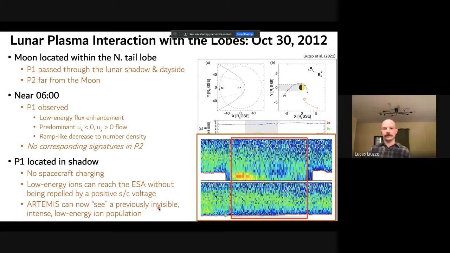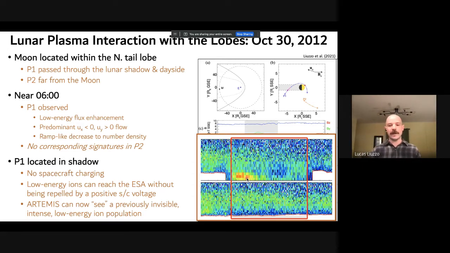If I zoom in here on this first feature that Artemis detected in the shadow, the ability to see this enhanced flux is because when Artemis is located in the moon shadow, there's no spacecraft charging. Normally, Artemis is in sunlight, and the photoelectron effect causes Artemis to have some type of positive potential. And this potential prevents ions from being able to reach Artemis and some of the instrumentation on Artemis.